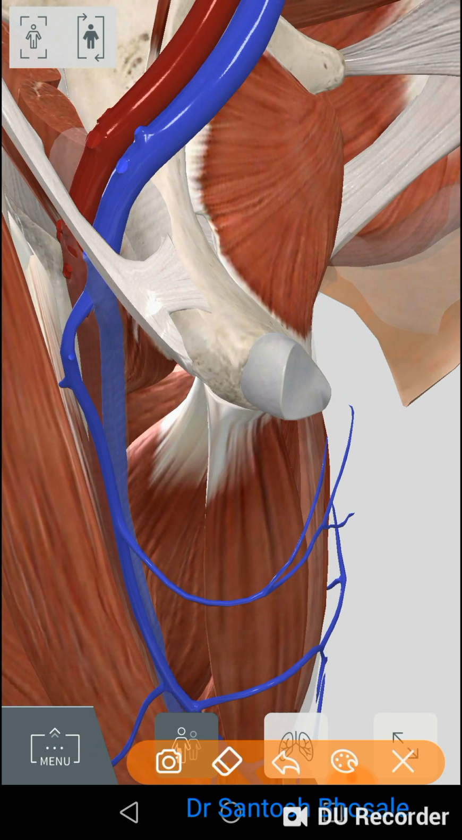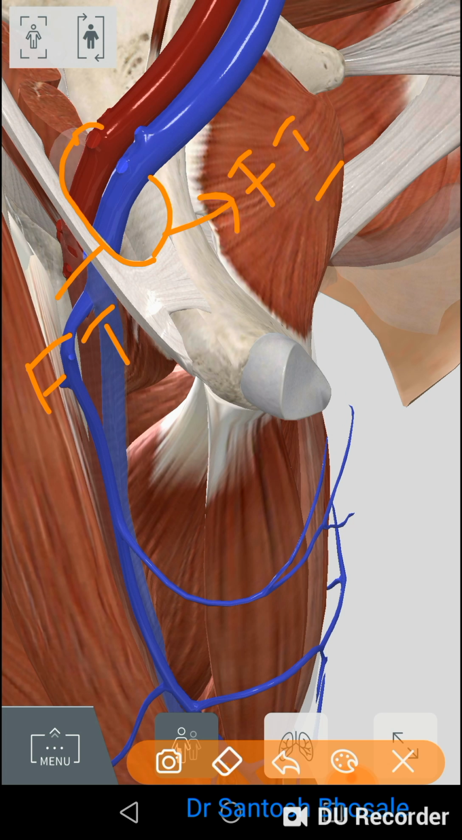Anteriorly it is formed by fascia transversalis, and posteriorly by fascia iliaca, which overlies the iliacus muscle.